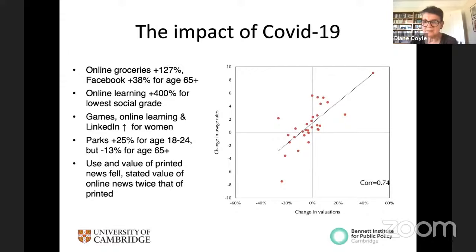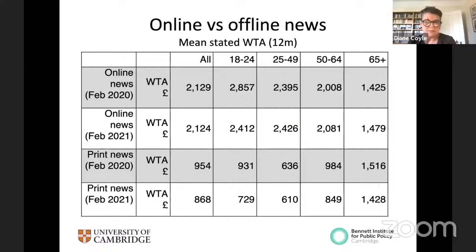And then news is an interesting example, which I'm going to go on to talk about in a bit more detail. One of the categories that we chose to be able to compare online and offline equivalents, so a marketed equivalent. And here are some of the summary statistics from that. These are mean stated willingness to accept for a 12-month period. So the first two lines here give you the change from February 2020 to February 21.